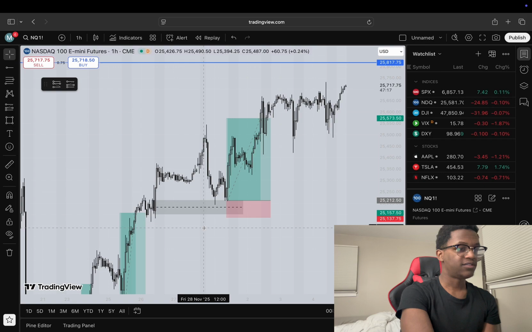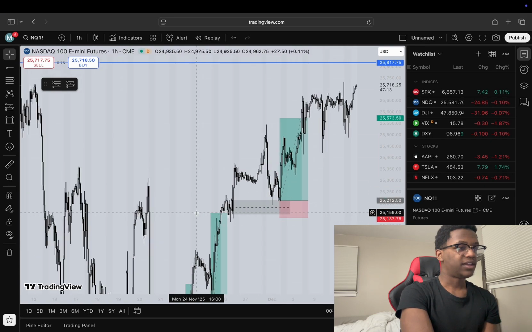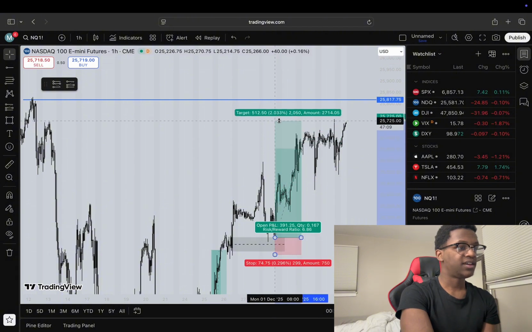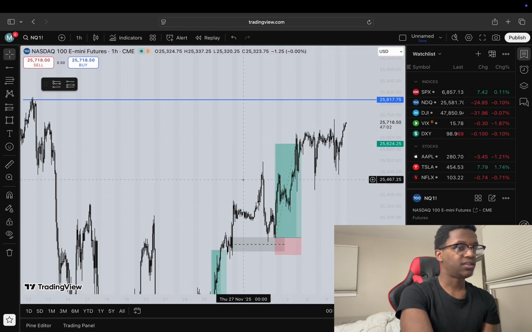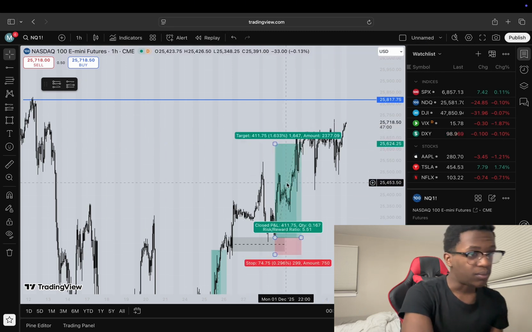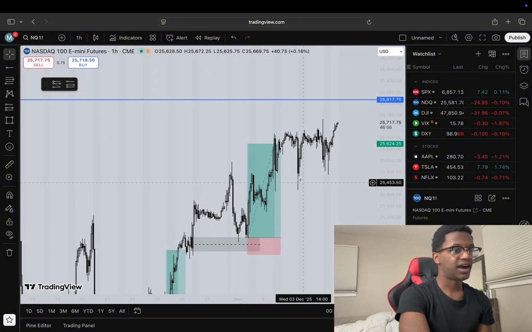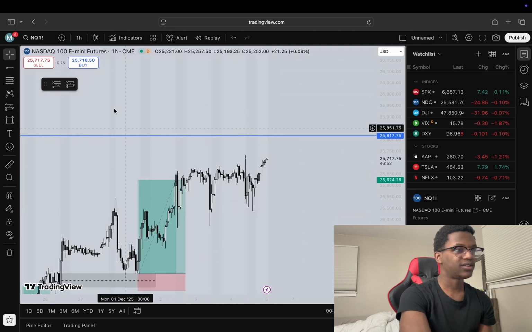So we set our stop loss here, and then, as I said before, we can target these highs, these previous week highs. But we're going to say we targeted this high right here, then we would have gotten 125.5 on this trade.